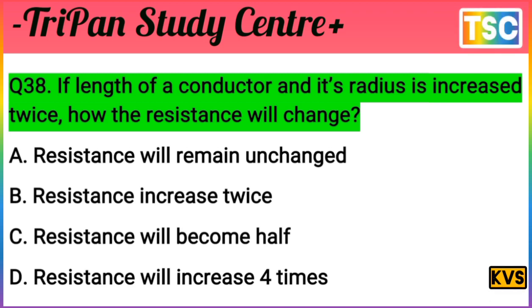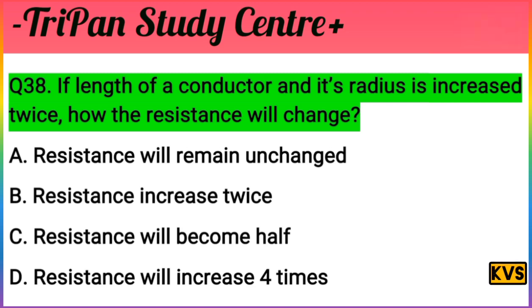If the length of a conductor and its radius are increased twice, how will the resistance change? Do you understand the question? A. Resistance will remain unchanged. B. Resistance will increase twice. C. Resistance will become a half. D. Resistance will increase 4 times.